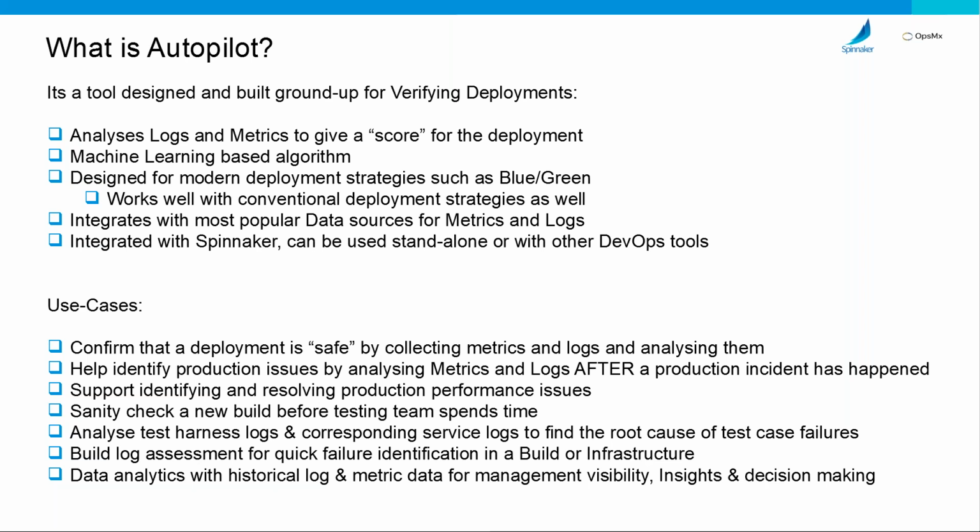It can help with production issues by analyzing metrics and logs after a production incident has happened. So we can take a baseline and compare it with the production metrics during the time window when the incident happened to gain more insights into what might have gone wrong. Sanity checking a new build before the testing team spends manual time and effort on it. Building a historical log and gaining insights. So it has a host of uses.